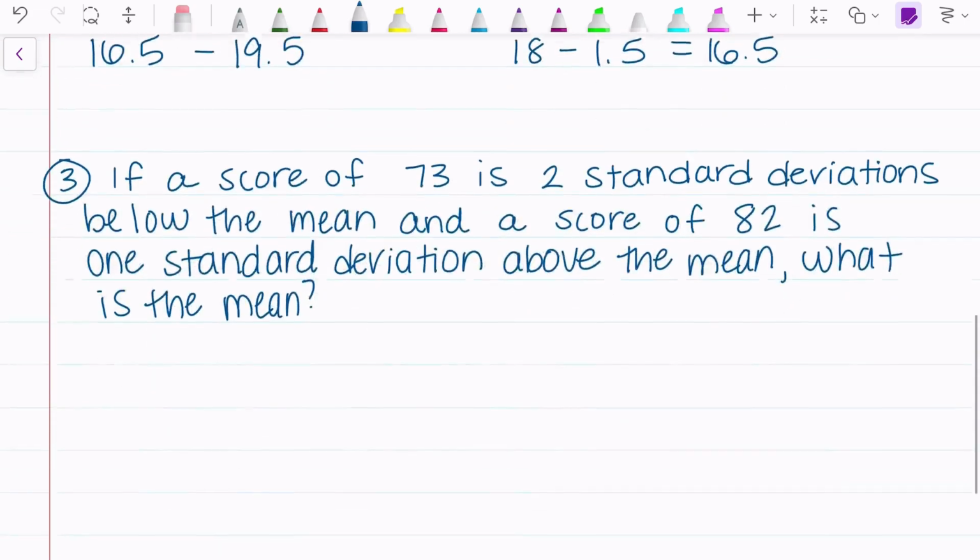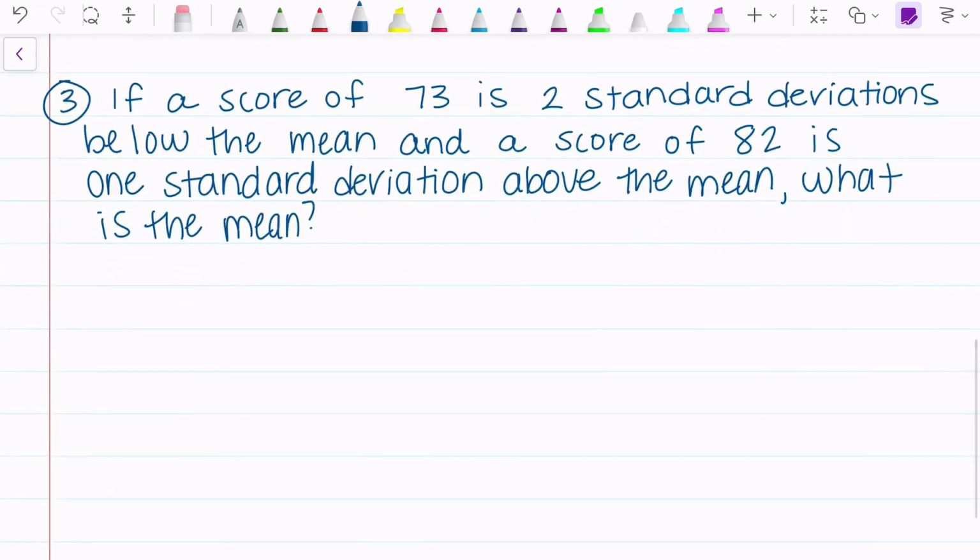If a score of 73 is 2 standard deviations below the mean and a score of 82 is 1 standard deviation above the mean, what's the mean? So this time we don't know the mean. We don't know the standard deviation either. We just know how far apart these two scores are. So I'm going to draw my curve. Maybe you're better at drawing these. My iPad keeps switching it to a triangle.